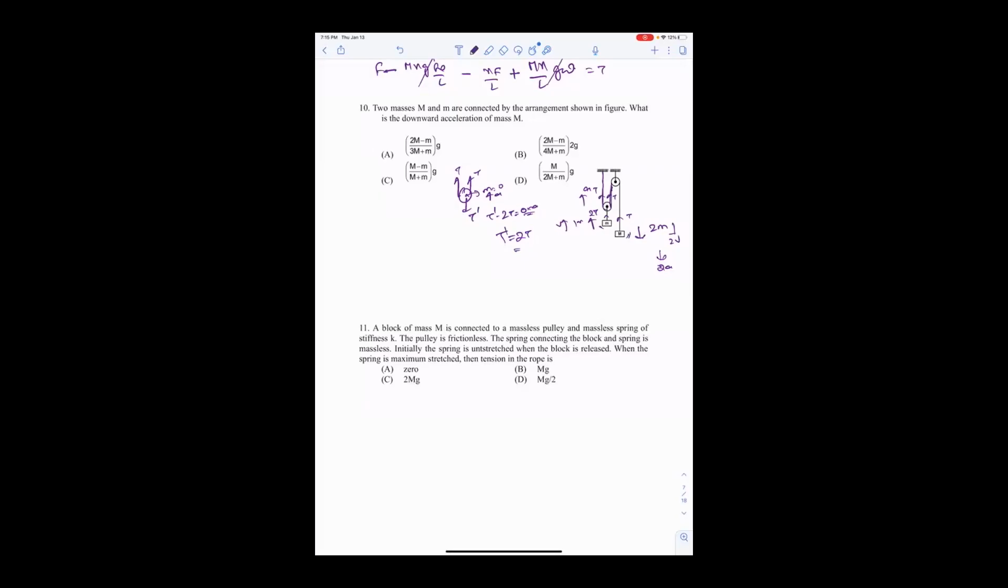Now, I'll draw the free body diagram. He's asking what's the downward acceleration. So in the question, the answer is equal to question mark. Sorry, 2a. What is the downward acceleration of capital M? For us, it is 2a. So 2a is the question mark. We have to find out 2a.